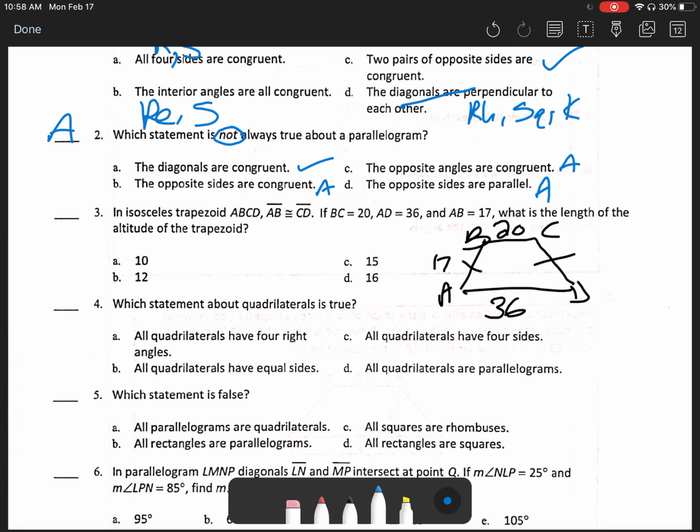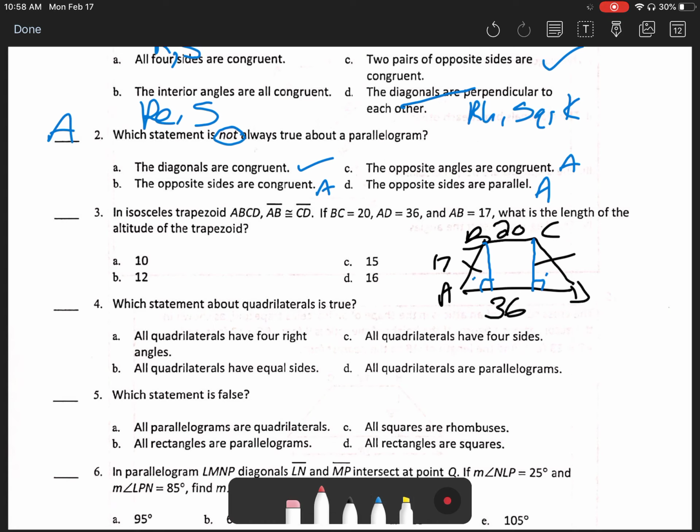Okay, so the first thing that you need to do with this is you need to draw in the altitude. Okay, so that right there, because that's the height of your trapezoid. If I draw in two altitudes, you guys see that there's a right triangle there and a right triangle there. And although you might not know a lot about trapezoids, you guys do know a lot about right triangles.